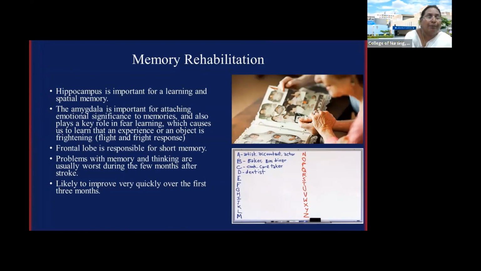Like you can show the pictures of the family members and ask, who is this? Tell me what is the name of this person. Do you remember this? Do you remember this event? Those kind of things will stimulate their memory.